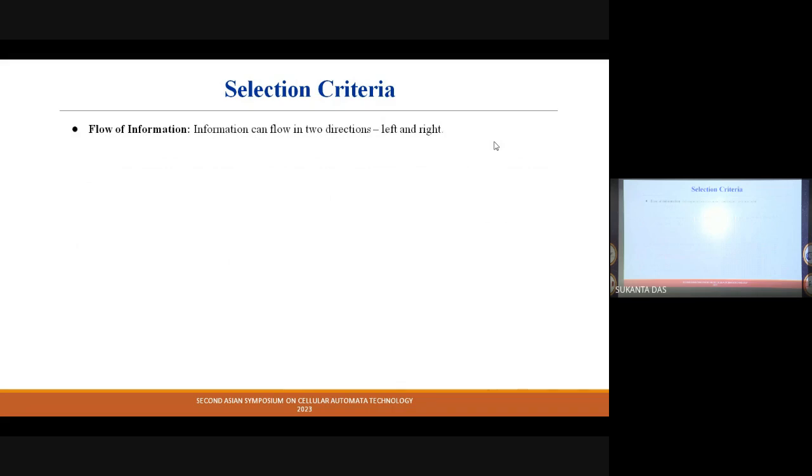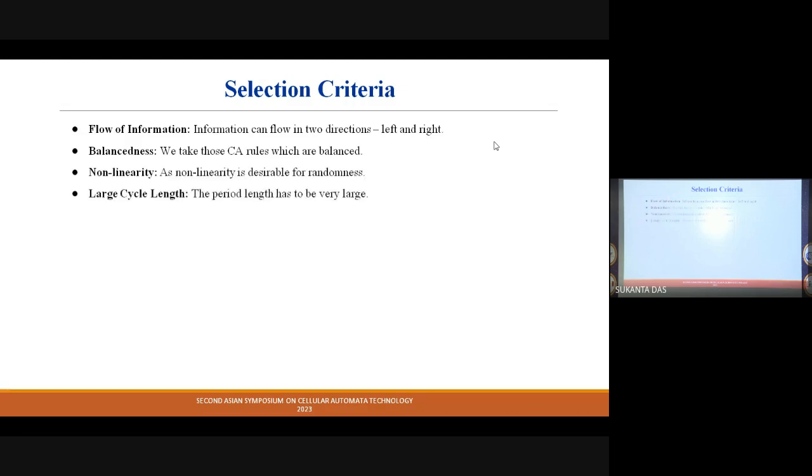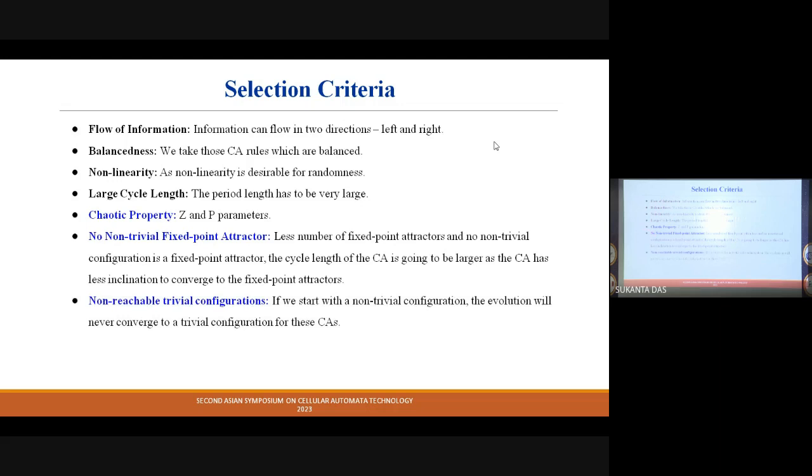We talked about the selection criteria for how we are choosing our chaotic parameters. Based on these selection criteria: flow of information, balancedness, non-linearity, large cycle length, chaotic parameters, Z and P parameters, and non-trivial fixed point attractor. Compared to the number of fixed point attractors, we want the large cycle length. If we have a large cycle length, then the system will converge only after many iterations, so as per the condition, we will ignore the fixed points.